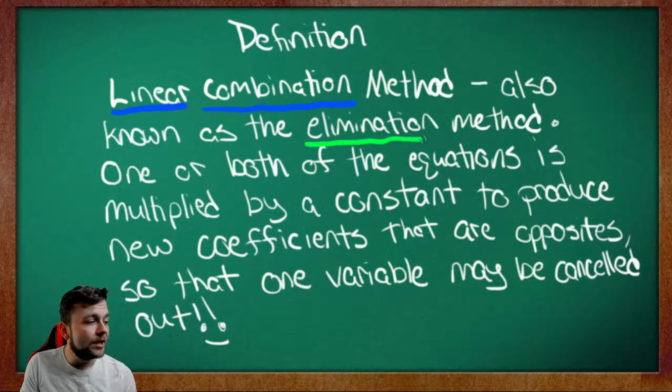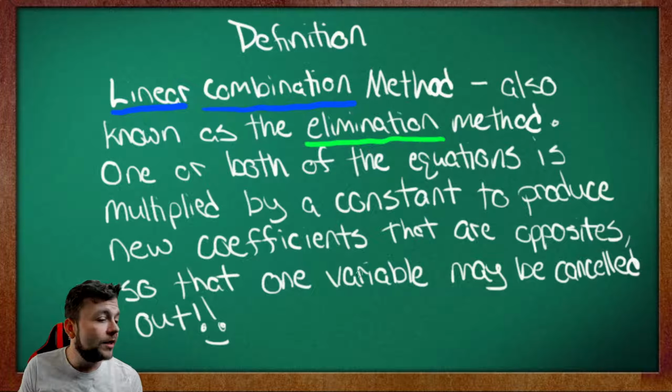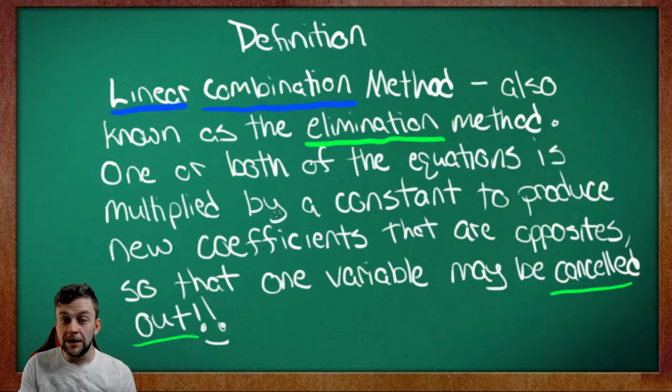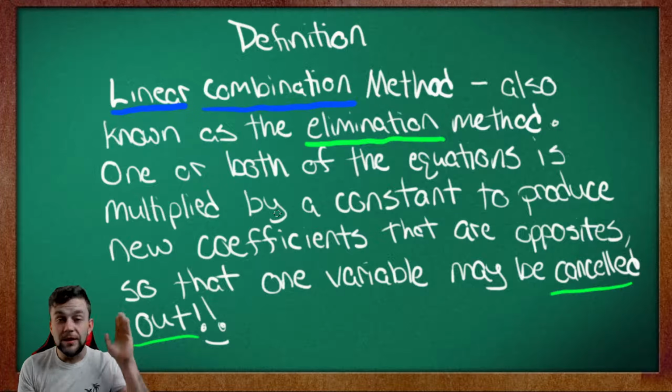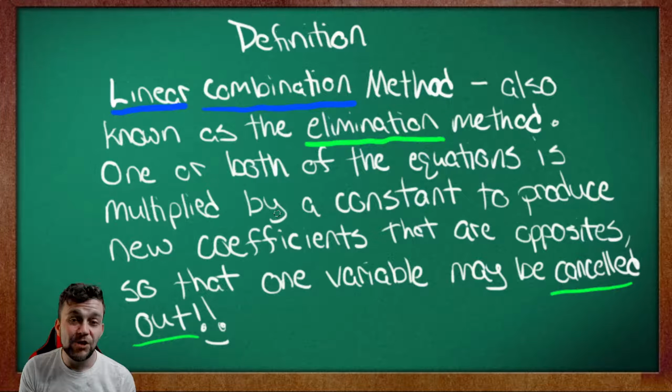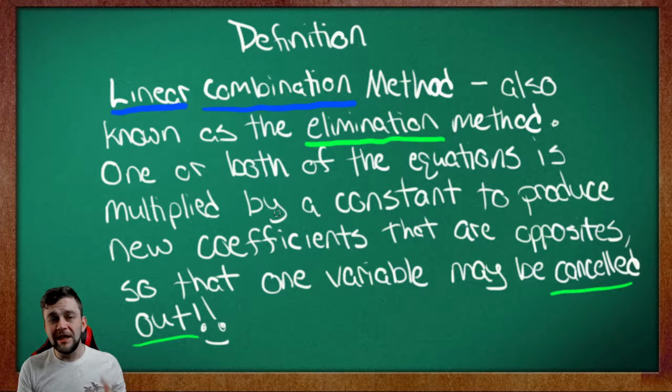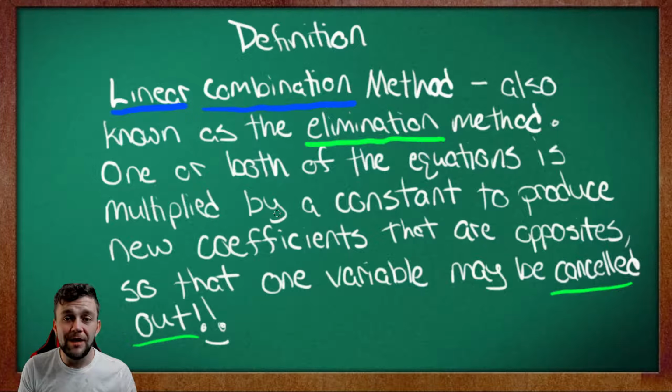the elimination method. The reason why is right here, the canceled out part. You have to combine your two equations where one of the variables cancels out. So that's why it's also known as the elimination method. Kind of cool. Sounds fancy, but it's not too bad, I promise. It's one of my favorite ways of solving systems of equations.